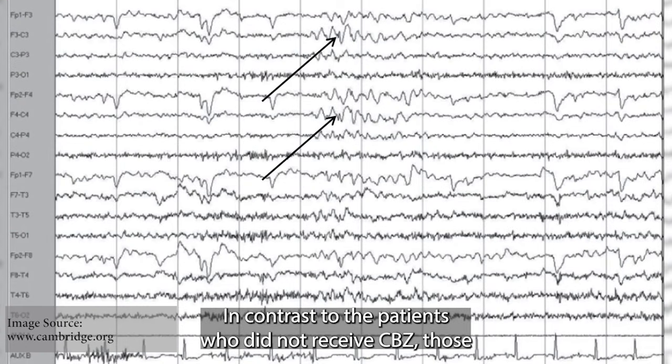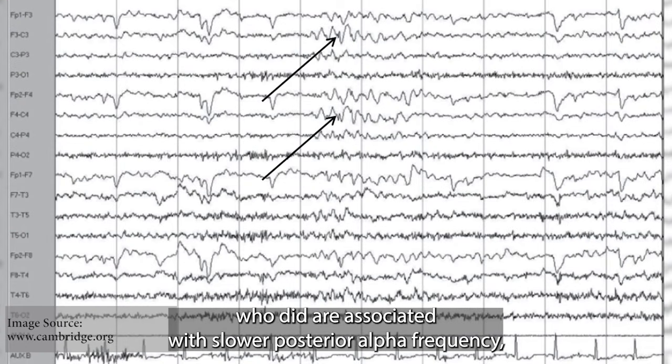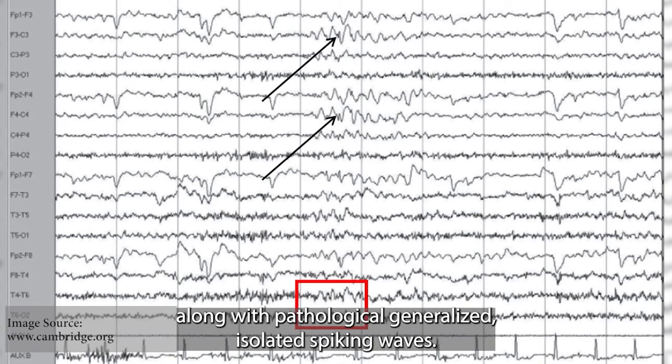In contrast to the patients who did not receive CBZ, those who did are associated with slower posterior alpha frequency, along with pathological, generalized, isolated spike in waves.